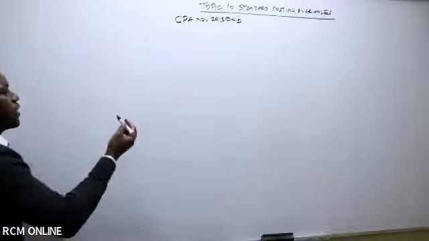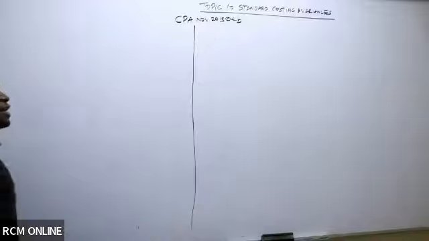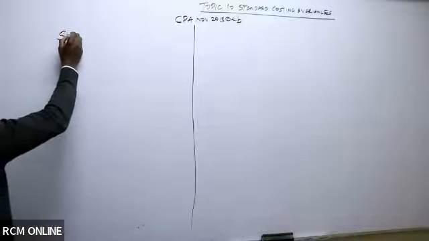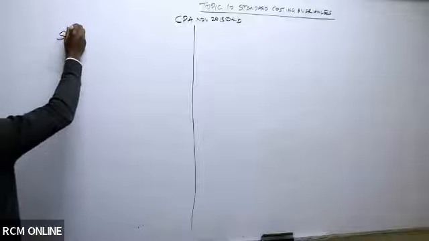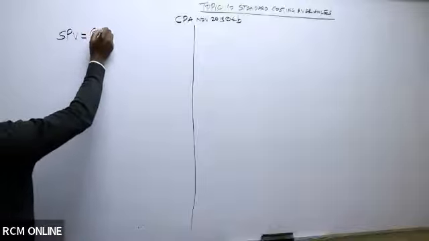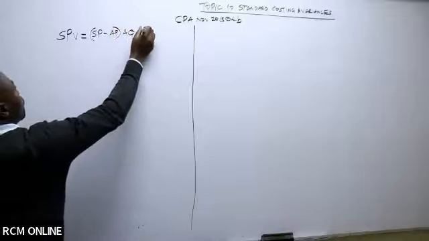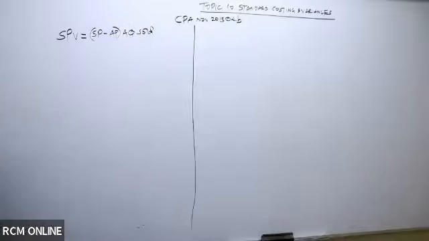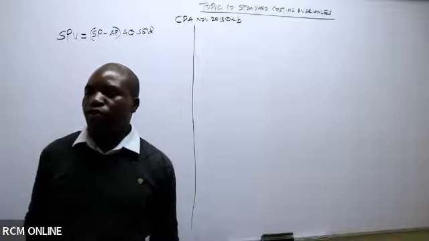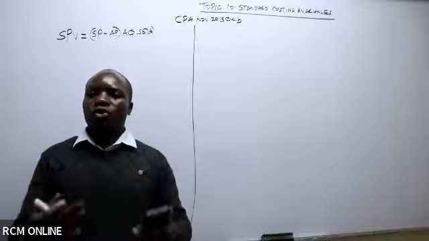So we are going to start with the first formula. If you know these formulas, you don't even need to read anything about topic number 10, if you are able to master these formulas. So the selling price variance is equal to standard price minus actual price times actual quantity sold. That is what you need.